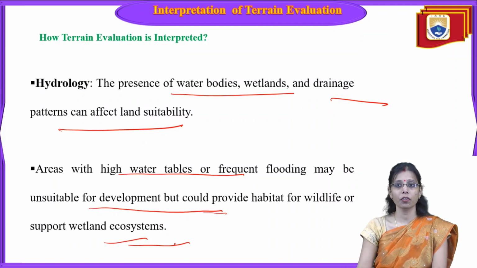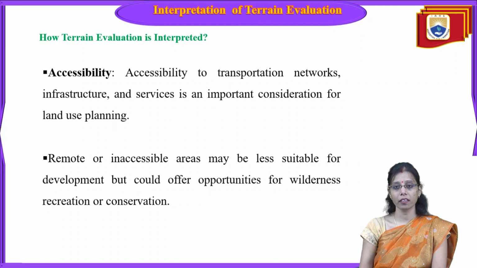So it may not be good for agriculture, and it may not be good for developmental activities, but it may be helpful for wildlife and wetland conservation. Okay. Accessibility. So accessibility to transportation networks.